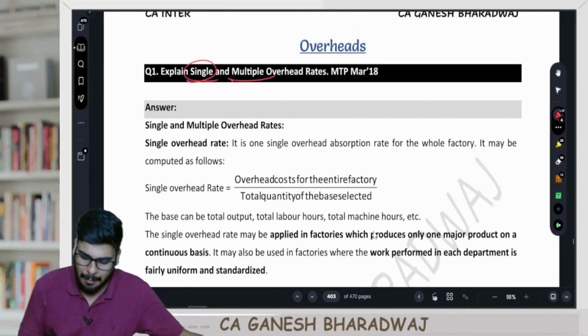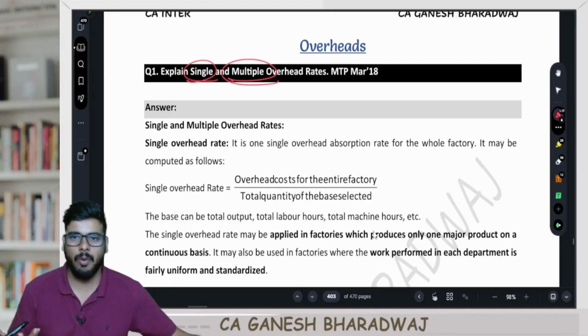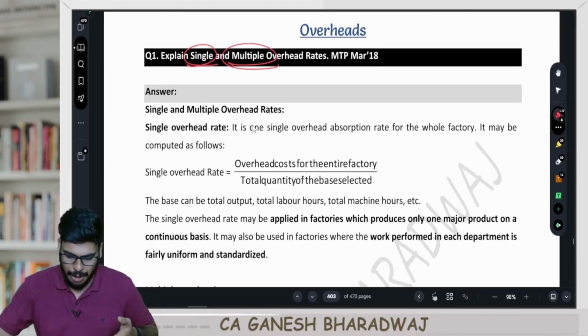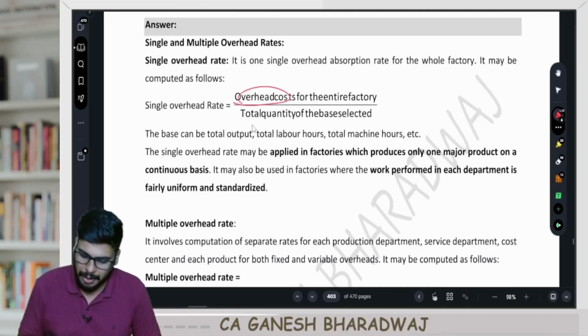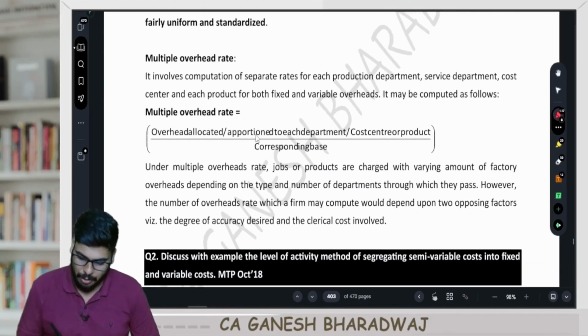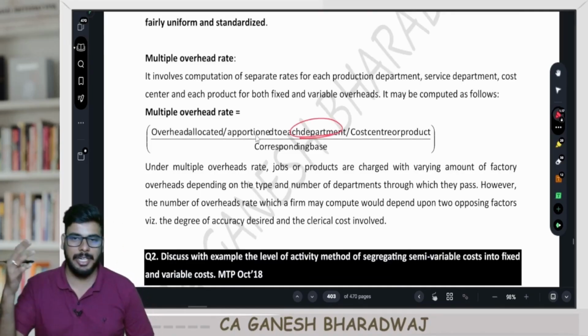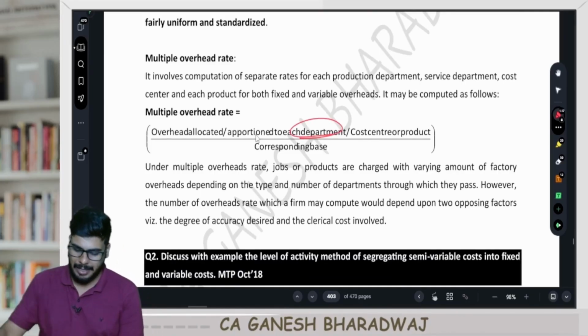Explain single and multiple overhead rate. Simple. What is this? Blanket rate versus departmental rate. That is what you need to write down. Single overhead rate is equal to overhead cost of the entire factory divided by total base quantity. Whereas multiple overhead rate is going to be department wise. You need to calculate it that way. Clear with this? Some relevant theory they have given.